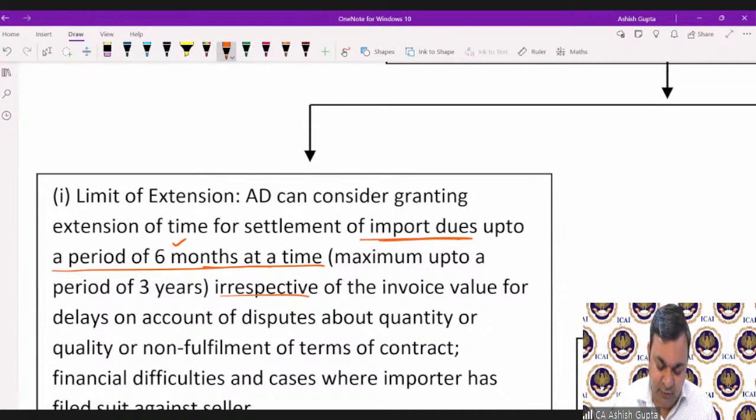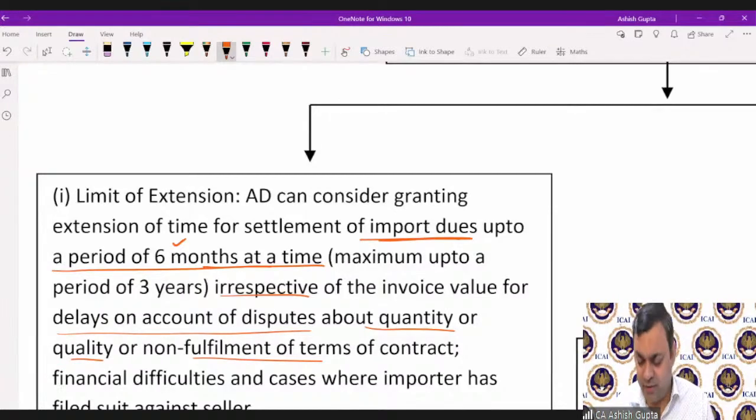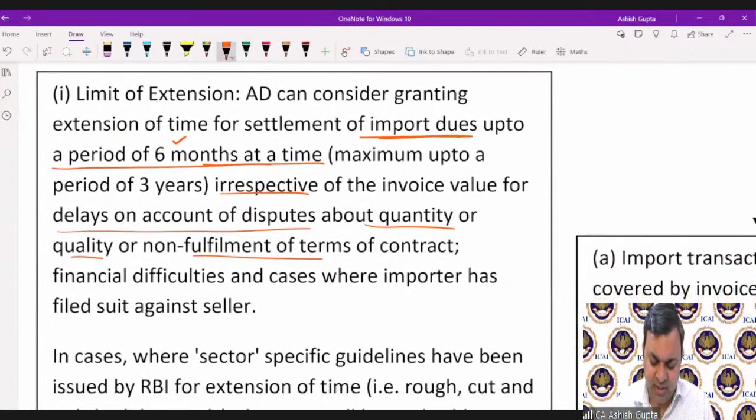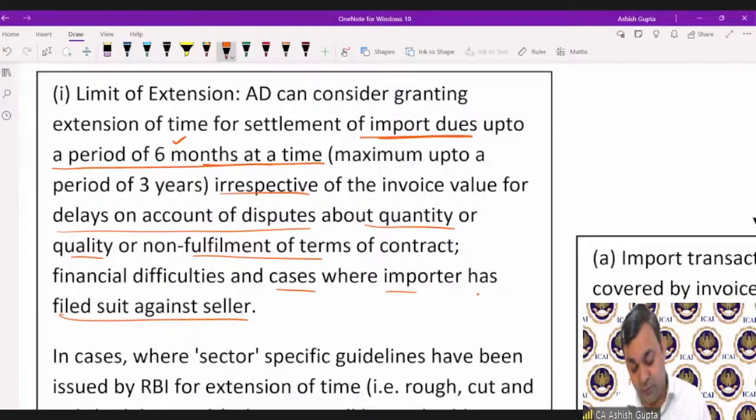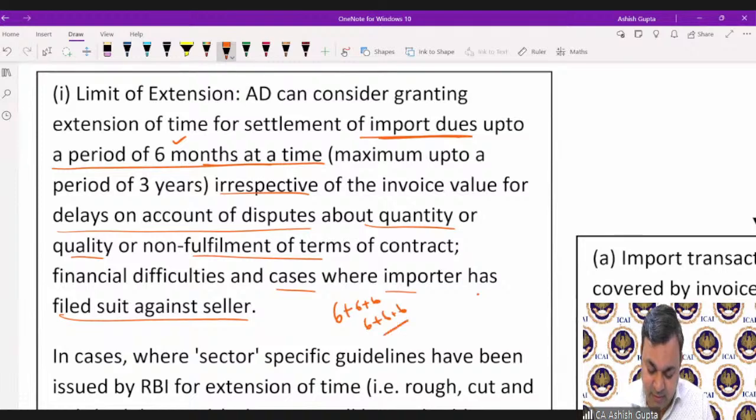Irrespective of the invoice value, for delay on account of dispute about the quantity, quality, non-fulfillment of terms and conditions, financial difficulty, cases where the importer has filed suit against the seller. So the settlement time period can be 6 months, maximum up to 3 years, 6 months at one time. So you can take 6 months plus 6 months plus 6 months, no issues at all. But at a stretch, maximum 6 months at one time.